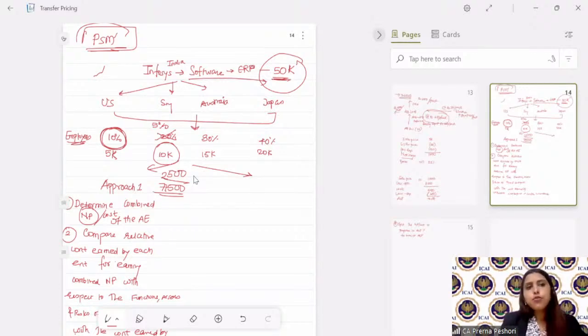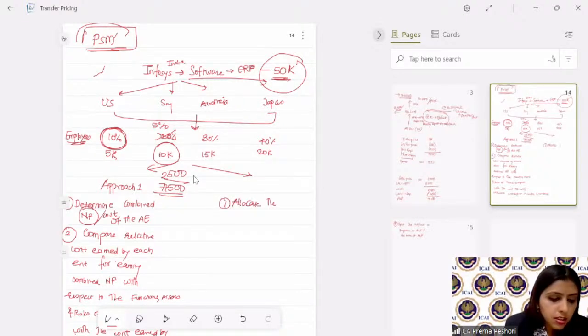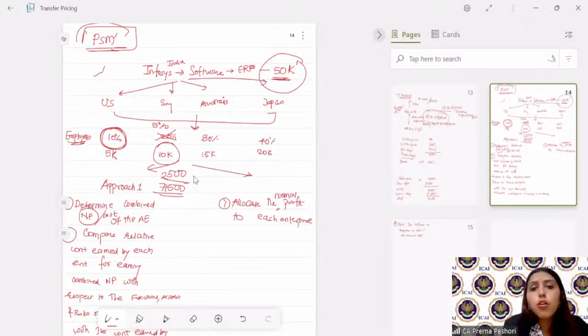The second approach under the profit split method is that first you need to allocate the normal or routine profit to each enterprise. Say, for example, instead of cost, it would have been profit. So what I'll do first is allocate the normal margin. What is the normal margin without the contribution of each entity? Say it is 10%. I will allocate that 10% to all the entities.